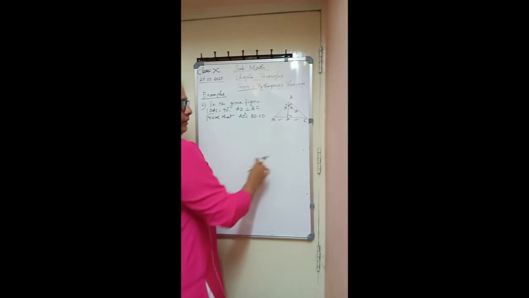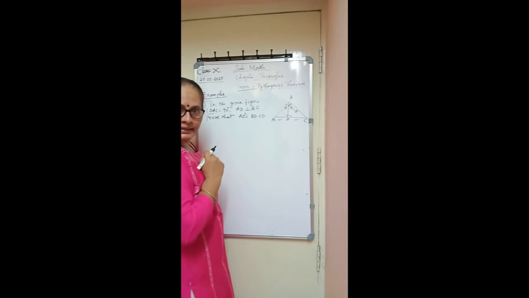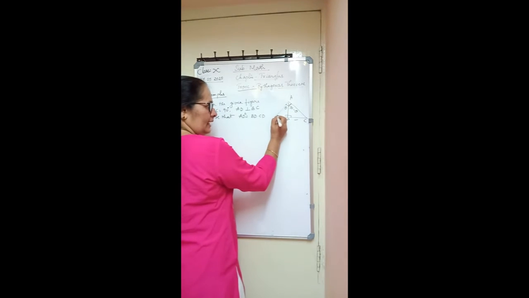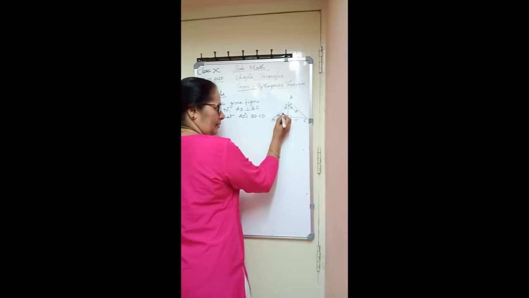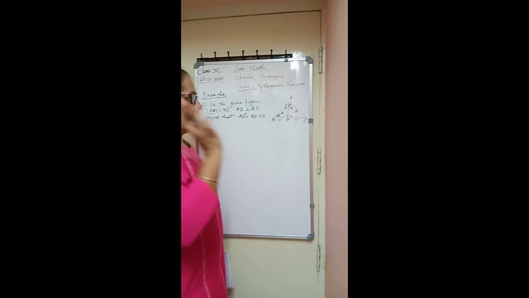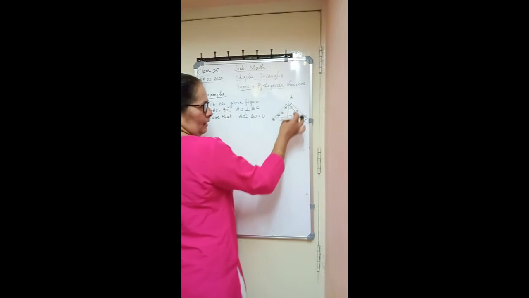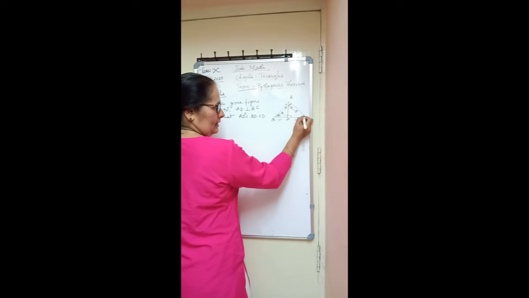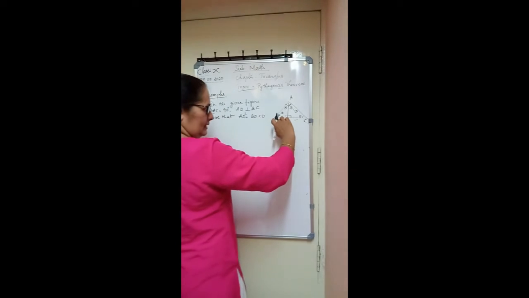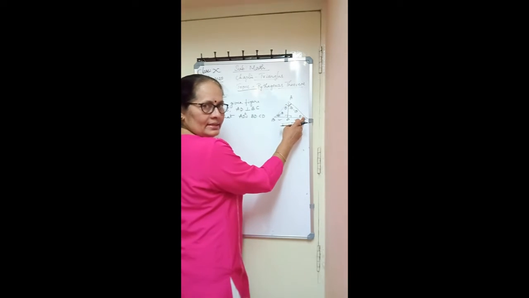Now in ADB, angle D is 90 and this angle is theta. Then what about this angle? This will be 90 minus theta. Why? Because the sum of the angles should always be 180. If one is theta, then the other will be 90 minus theta. Now this is 90 minus theta, then this will be theta. Therefore, this angle is equal to this angle and this angle will be equal to this angle.